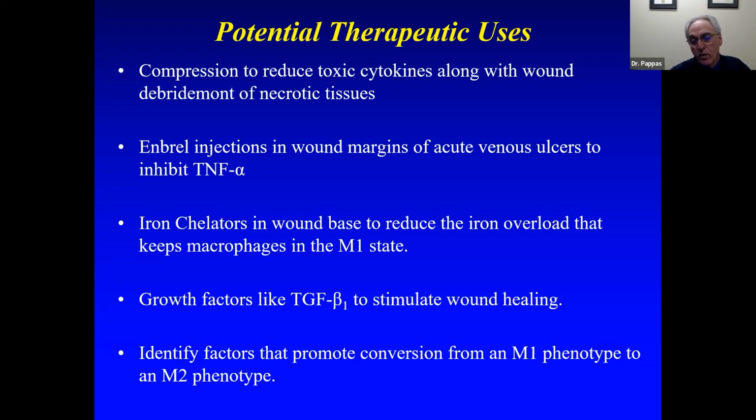If we had something that we can take a 4x4, soak it in the iron chelator, put it in the wound, and then put the Unna boot around it, I think that might also help. There's still a lot of work to be done with growth factors. Most of the clinical trials looking at growth factors for venous ulcers haven't shown any benefit, but I'm sure it's just the way that the trials were designed. And then we need to do more work in the laboratories to see if we can identify mechanisms of converting M1 phenotype macrophages to M2 phenotype macrophages.